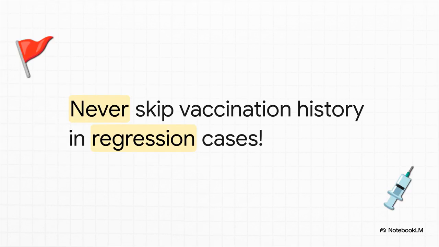Okay, pay attention because there is a massive clinical red flag here. You must ask about vaccinations. Never, ever skip the vaccination history, especially, and I repeat, especially, if you identify developmental regression earlier. If a child was normal and then regressed, it could totally be a post-infection complication. Take subacute sclerosing panencephalitis, or SSPE, for example, which can happen after a measles infection in an unvaccinated child. Checking vaccine status in regression cases is absolutely non-negotiable.